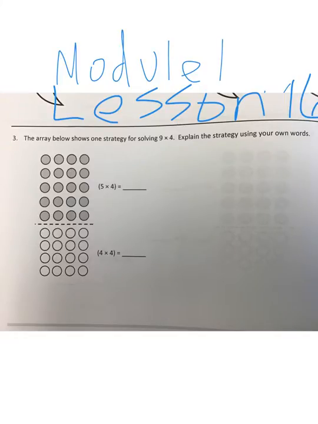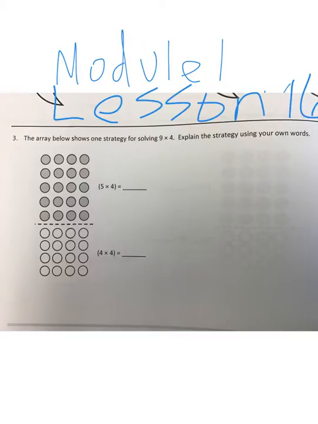Today's math lesson, lesson 16, is on using the distributive property as a strategy to find multiplication facts. We're going to do number 3 from the homework. It's an array for 9 times 4.